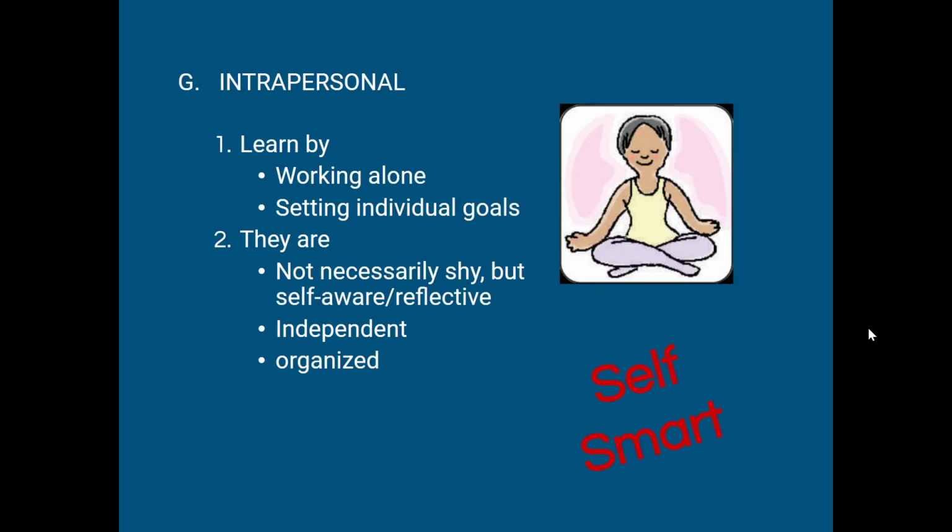The next one is intrapersonal intelligence. And these people learn by working alone and setting individual goals. So you may not enjoy working in groups, you would prefer to work independently. You're not necessarily shy, but more self aware and reflective. You're independent and you tend to be organized. So we call this being self smart.